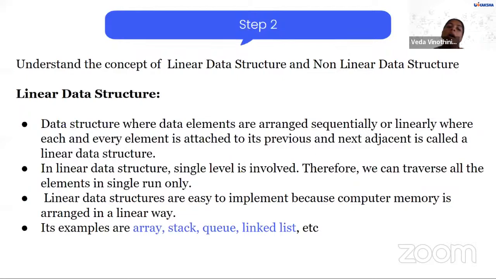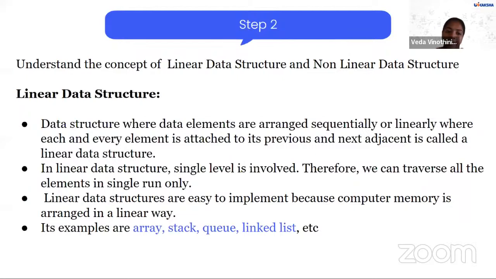You need to understand the concept of linear data structure and then non-linear data structure. Okay, so what does linear data structure mean? From the name itself, it is in a linear manner, organized in a sequential manner. Of course, non-linear means it is not sequential, it might be in a hierarchical manner. So from the name itself, you can get the understanding, right?